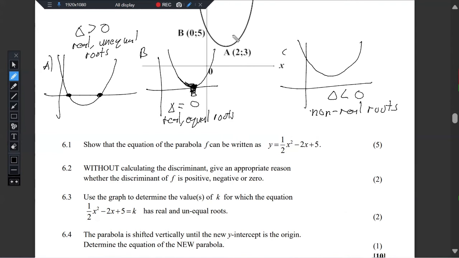Whereby we can see that our graph is not grounded onto the x-axis. So that means this is where we have our discriminant being less than 0. So it's actually negative. Remember, less than 0 means negative, right? So why? Because there are no real roots, non-real roots.